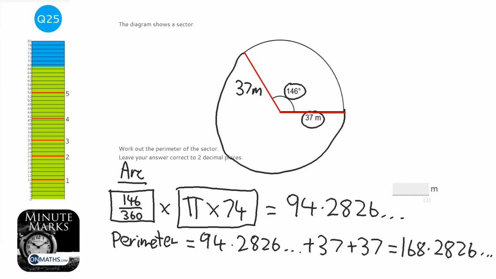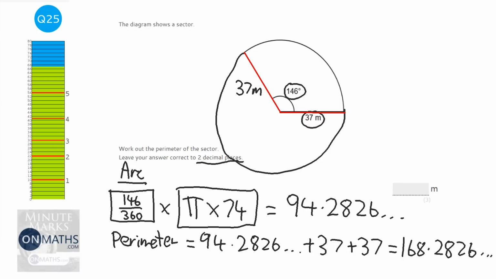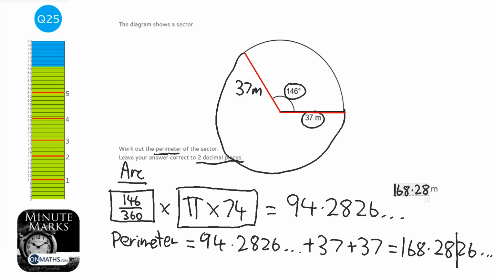168.2826 and so on. Once it's two decimal places, so the line goes down here and we've got 168.28. Now just be careful that you add on the extra bit. When it asks you for a perimeter, just make sure you've gone the total distance around the shape. Put a dot and just draw with your finger around the shape to make sure you've got all the distances.